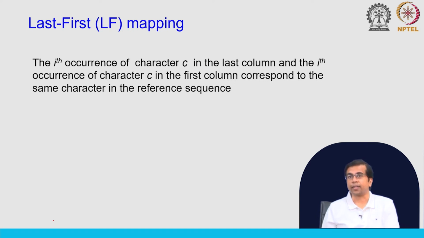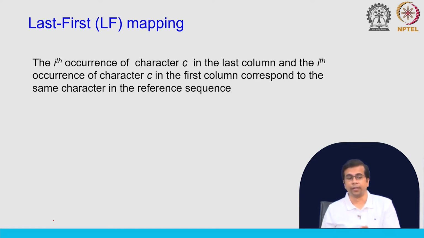So, the last first mapping says that the ith occurrence of character C in the last column and the ith occurrence of character C in the first column both correspond to the same character in the reference sequence. They are actually the same character in the reference sequence. If you count, let us say, the fourth occurrence of the base A in the last column, and the fourth occurrence of the base A in the first column, they correspond to the same base in the reference sequence.